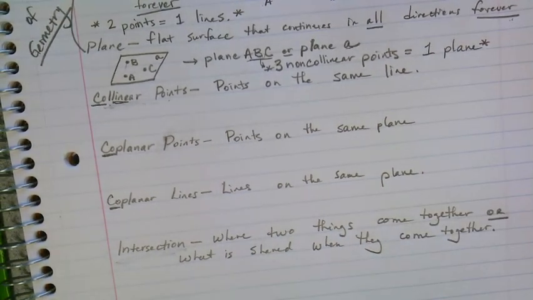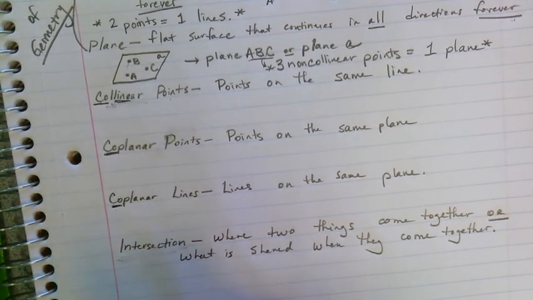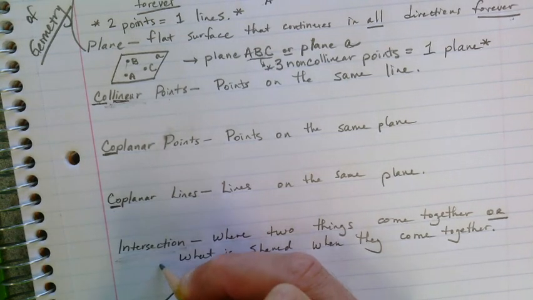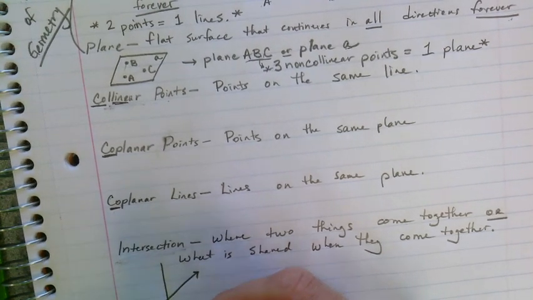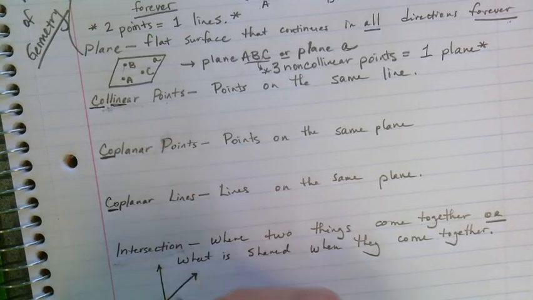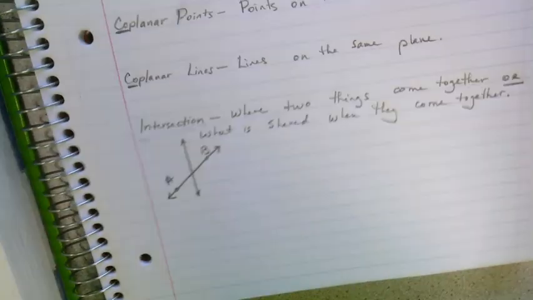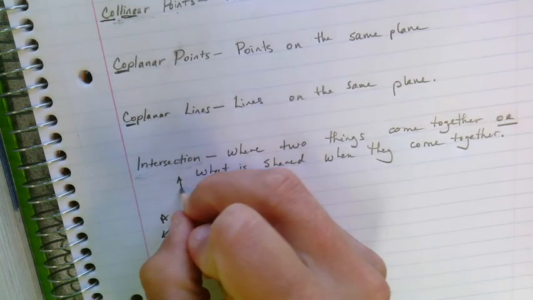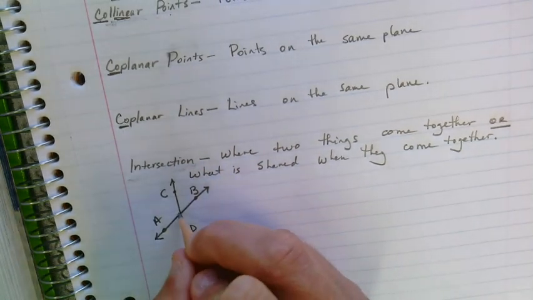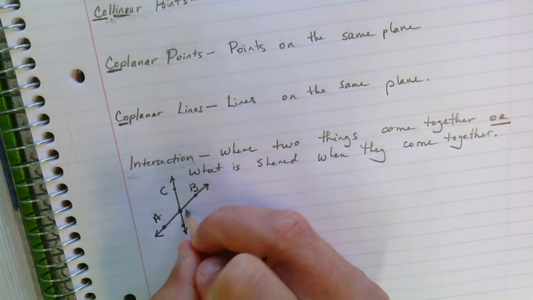Okay, so here's what I mean by that. If I were to go ahead and draw a line, and I was to draw another line, and I was to label these lines A, B, C, and D. What would I call this point right here where they come together? That's the intersection, right? So I'm going to label that point E.